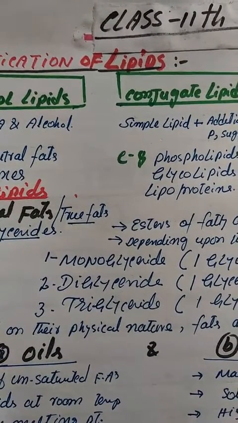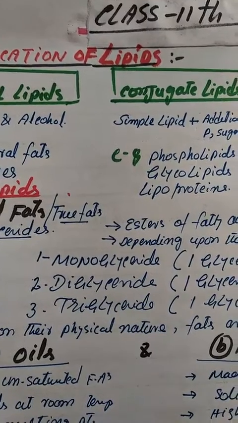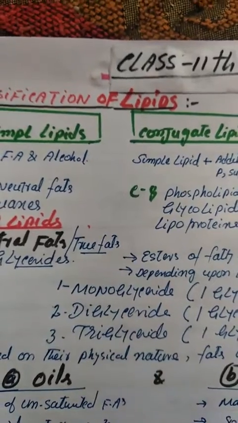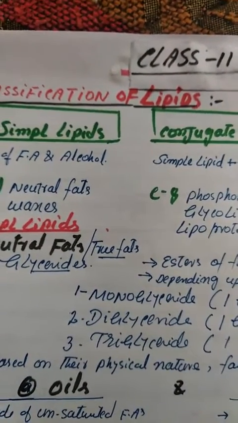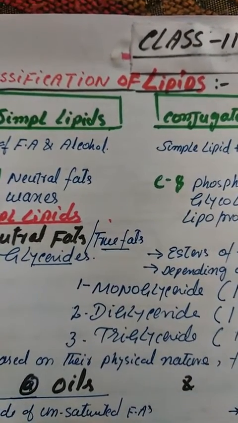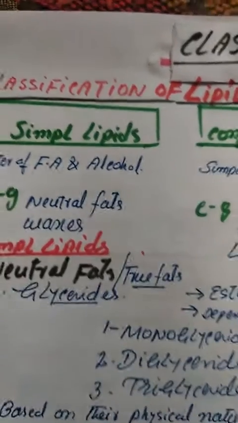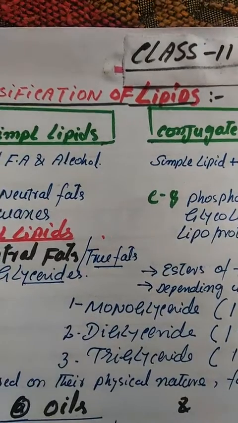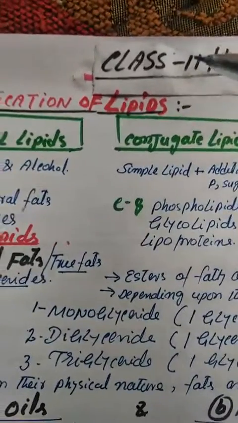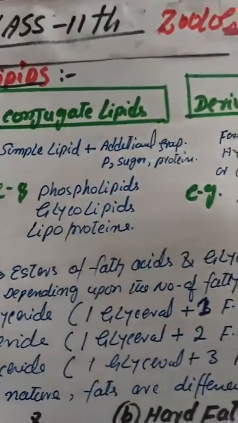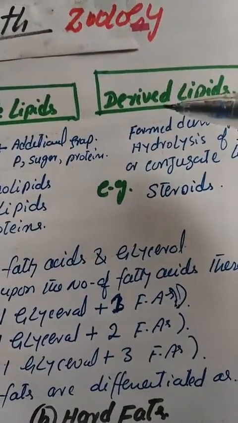Today I am going to deliver a lesson for class 11th, subject zoology. In our previous topic, we discussed in detail about fatty acids and lipids. Now today we will discuss the classification of lipids. Lipids are broadly classified into three types. Number one is the simple lipids, then the conjugated lipids, and thirdly the derived lipids.